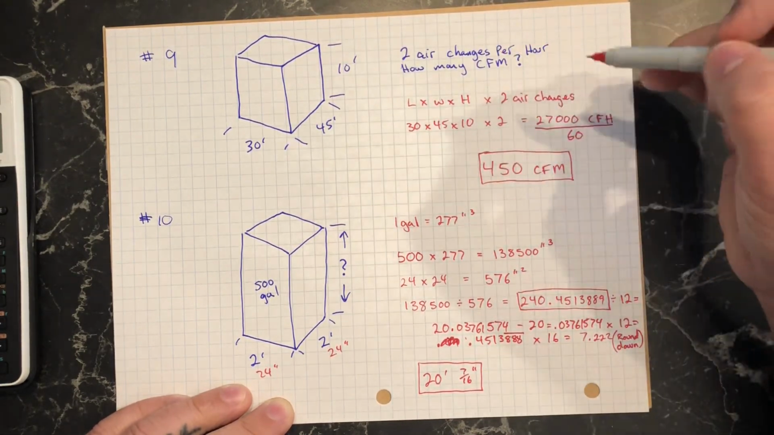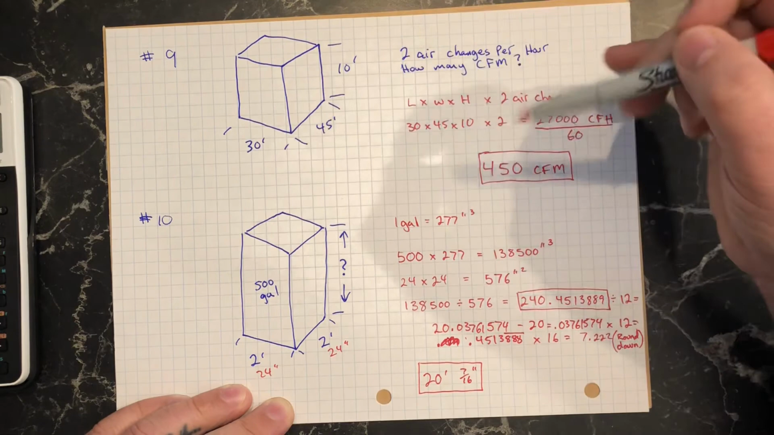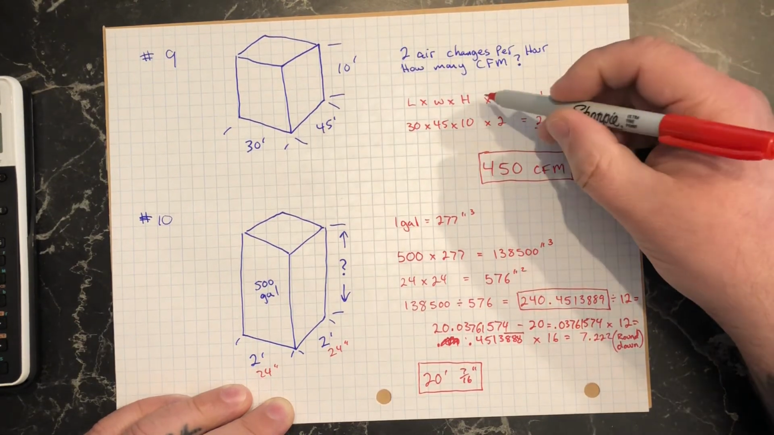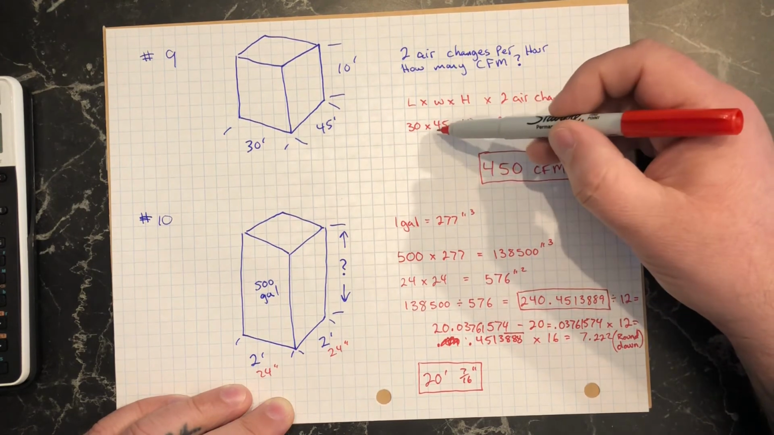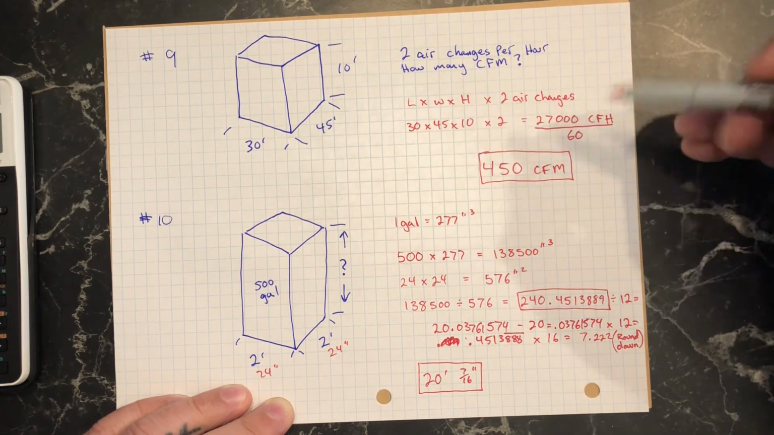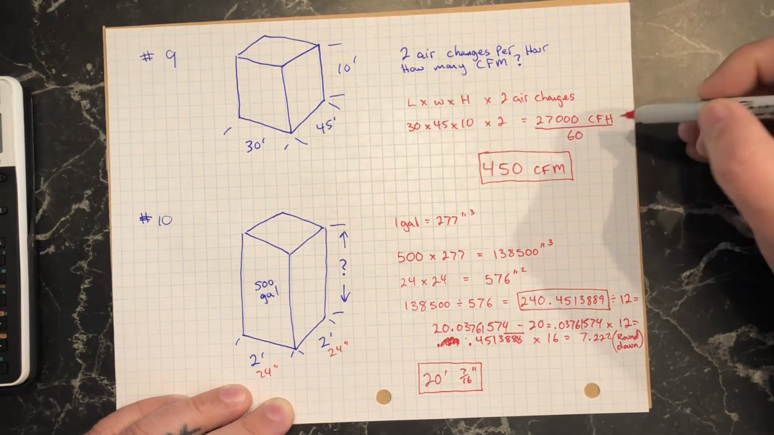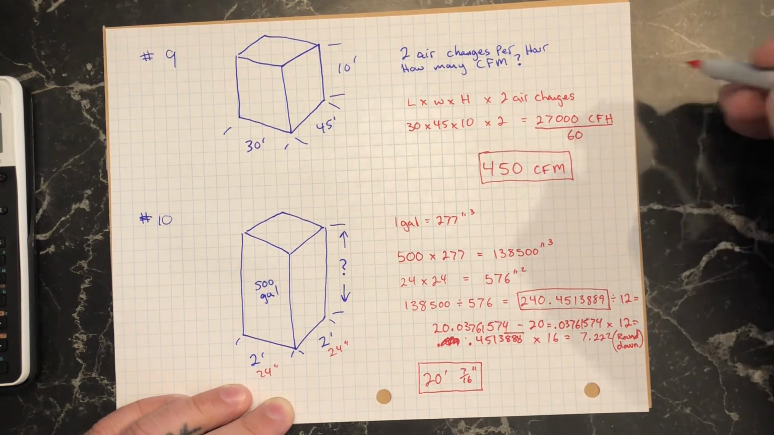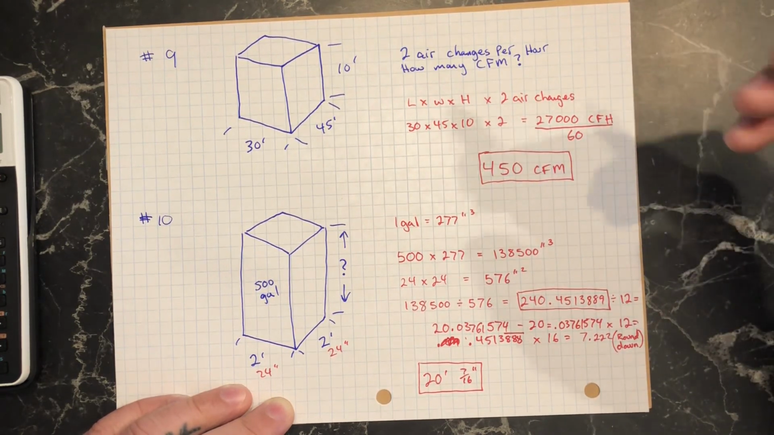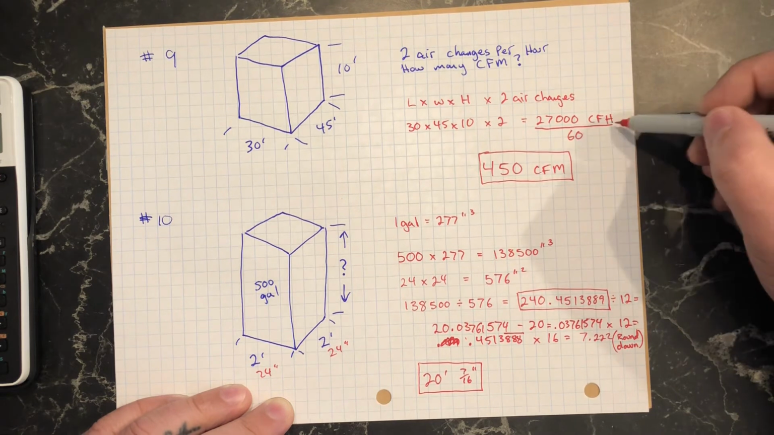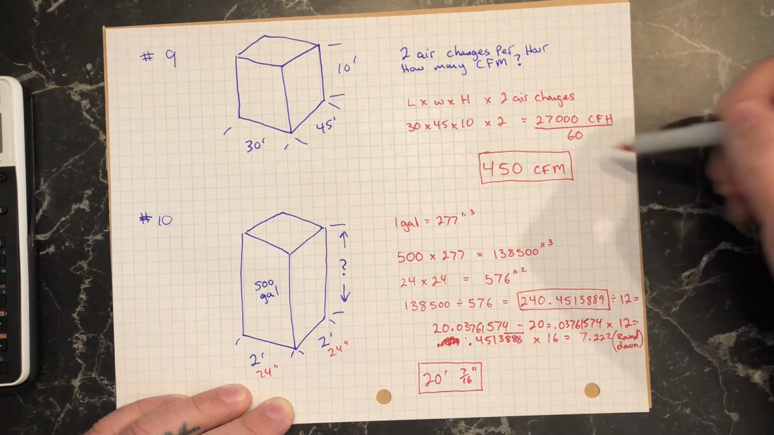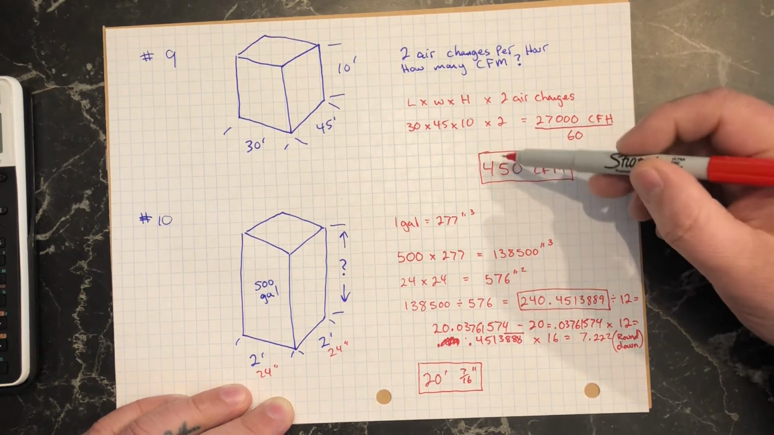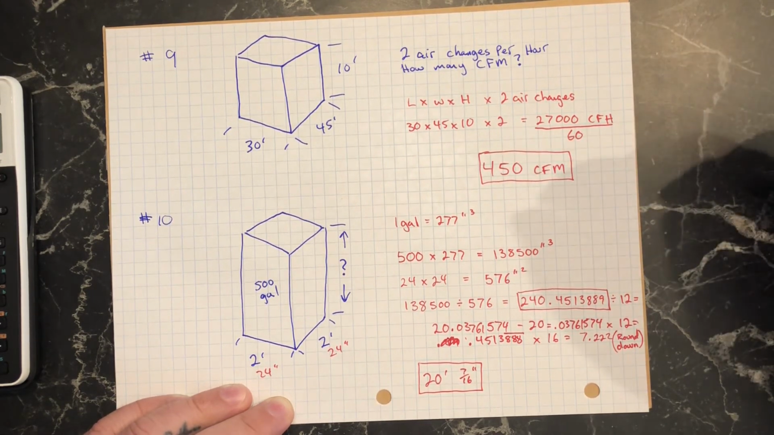So what you have to do is find out what the volume of the room is, and that's just length times width times height. So 30 times 45 times 10, and then you're going to multiply that by 2 air changes. So 30 by 45 by 10 times 2 is 27,000 cubic feet per hour. And then they're asking how many CFM it would take. So there's 60 minutes in an hour. So I'm just going to divide it all by 60. So that gives me 450 cubic feet per minute.